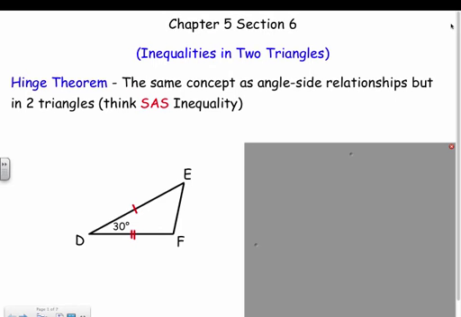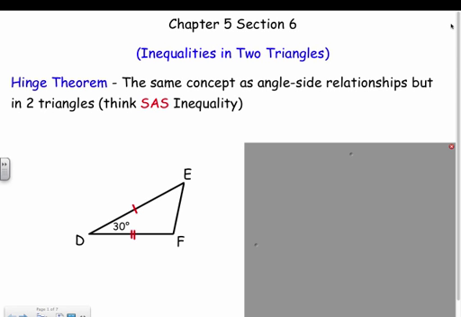Into our last section here on inequalities in two triangles. It's the same concept as our angle-side relationships, right? Kind of, the bigger the angle, the bigger the side opposite, in a way. But this only works in just one special occasion with two triangles. I can't just apply it to any two triangles. So I like to think of the side-angle-side inequality.